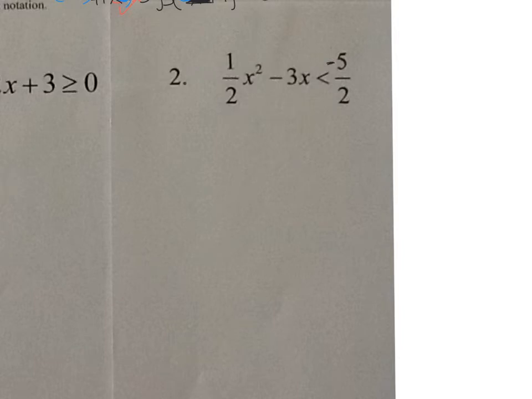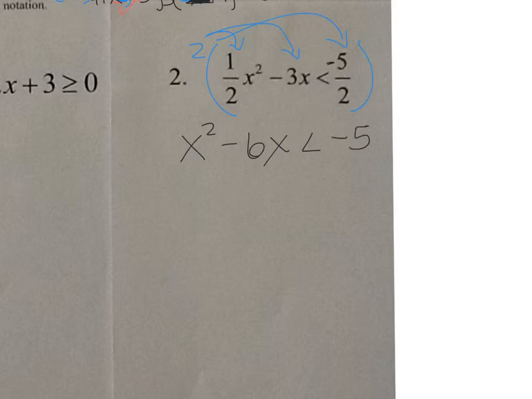Okay, so number 2. Hopefully you did change that fraction back here to be a negative. I have these fractions here and I want to get rid of them. I noticed that my denominator is 2, so I'm going to multiply everything by 2. That'll get rid of the denominator. So I have 2 times 1/2 x squared, which is just x squared. 2 times -3x is -6x, is less than. And then 2 times -5/2 would be -5.